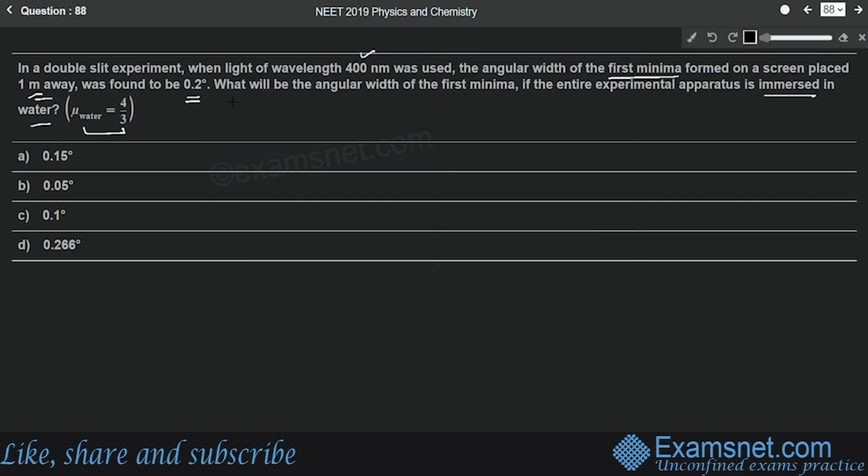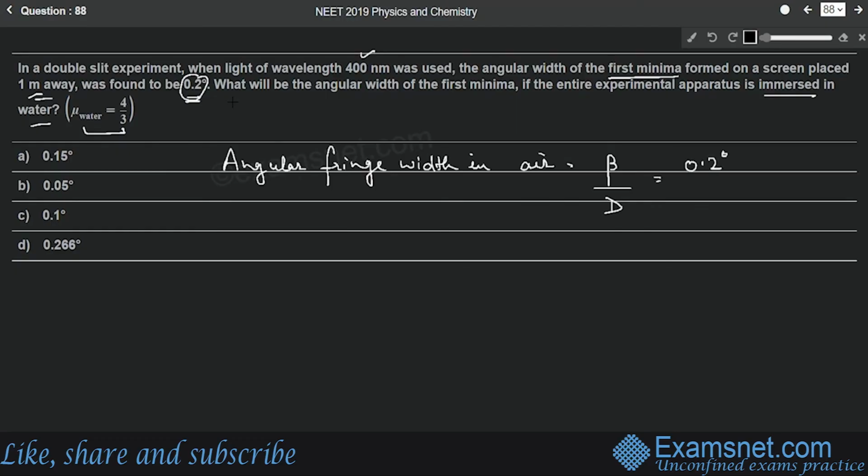Now it's very simple. What is the formula for angular fringe width? Angular fringe width in air is given as beta by d. Beta is the fringe width. So here in the question, the value of angular fringe width in air is already given. It is 0.2 degree. So beta by d is equal to 0.2 degree.